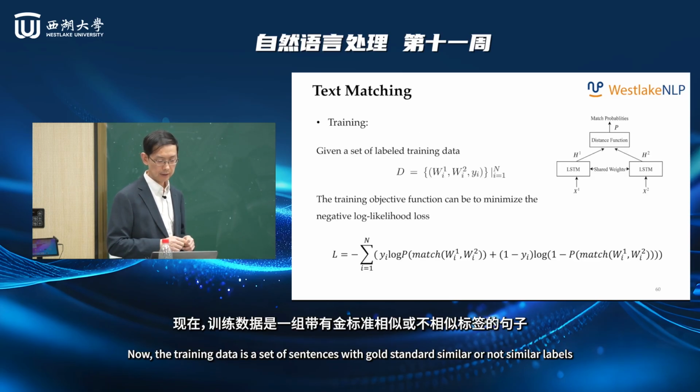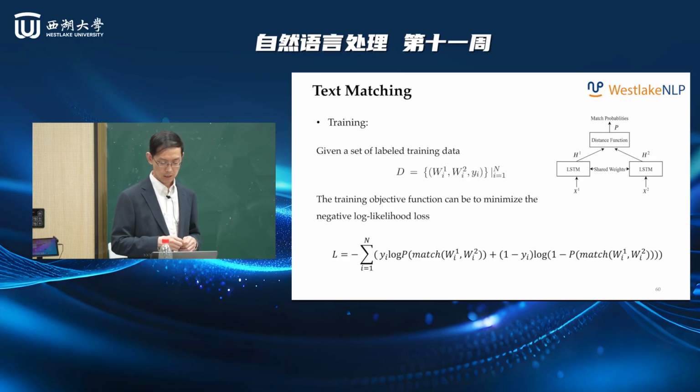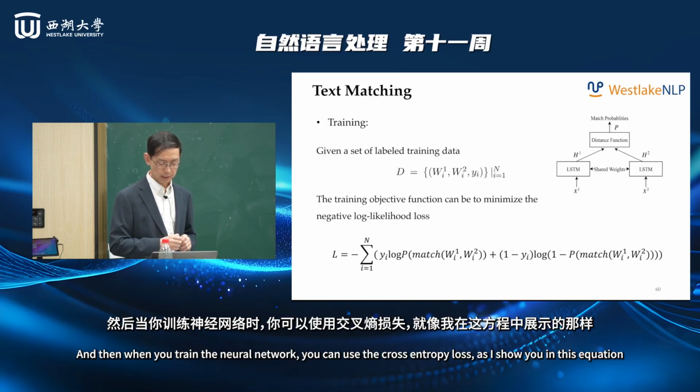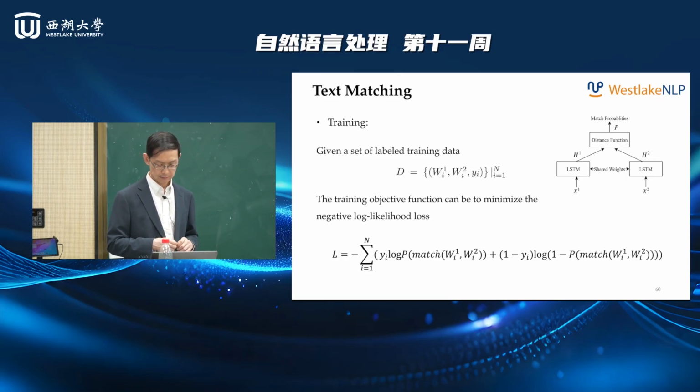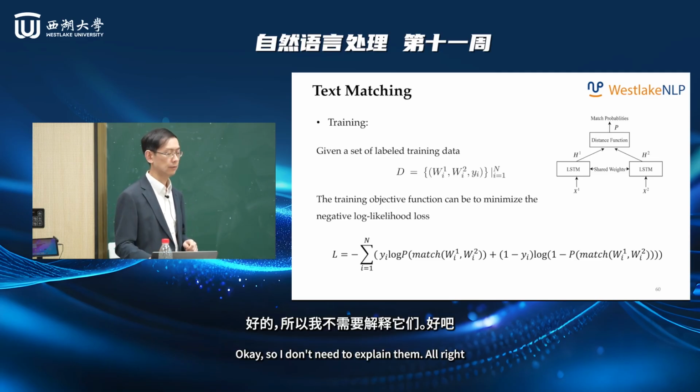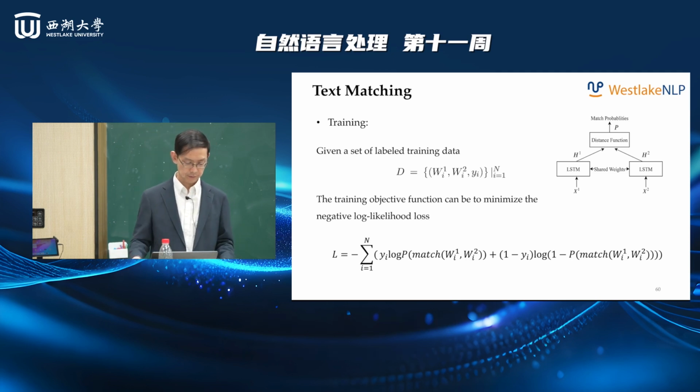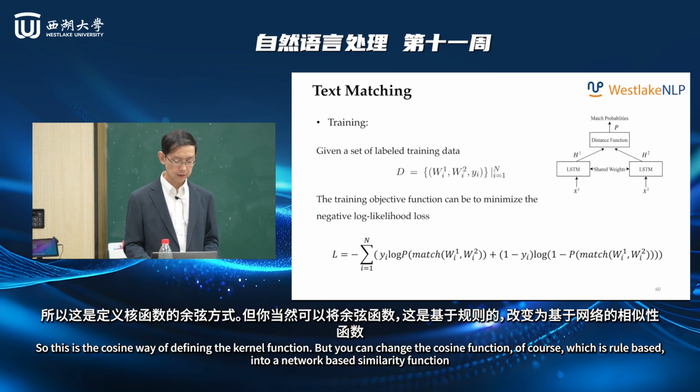Now the training data is a set of sentences with gold standard similar or not similar signs. And then when you train the neural network, you can use the cross-entropy loss, as I show you in this equation. Okay? So I don't need to explain them. All right. So this is the cosine way of defining the network function.